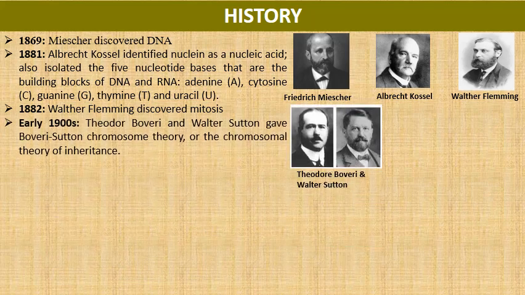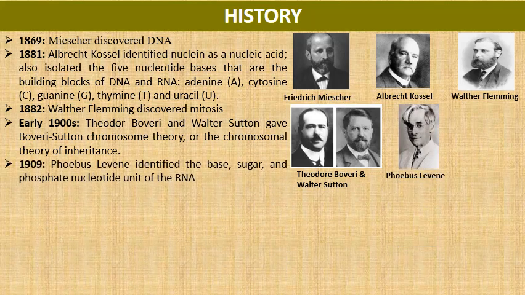In the early 1900s, Theodor Boveri and Walter Sutton were working independently on what's now known as the Boveri-Sutton chromosome theory, or the chromosomal theory of inheritance. These findings are fundamental in our understanding of how chromosomes carry genetic material and pass it down from one generation to the next. In 1909, Phoebus Levene identified the base, sugar, and phosphate nucleotide unit of the RNA.